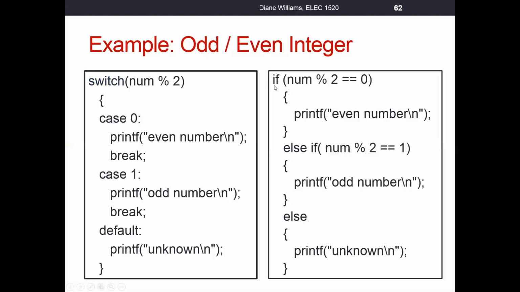Here's how we would code the equivalent if statement. So if num mod 2 equals 0, print even number. Else if num mod 2 equals 1, print odd number. Else printf unknown. So you can see, this is your case 0. Here's your case 1. This result is equal to 1, right? And then this else is your default. So go ahead and try to write one of these on your own. Try to write this one, and then if you write the if statement, convert it to a switch. If you write the switch, convert it to an if.